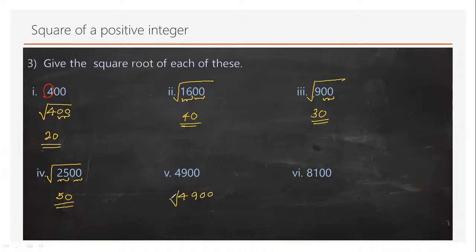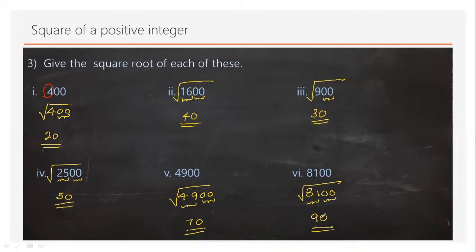The square root of 4900. Look, the square root of 49 is 7. And here for these 2 zeros, I will take 1 zero, so 70. And the square root of 8100. The square root of 81 is 9. For these 2 zeros, I will take 1 zero. The square root is here 90.